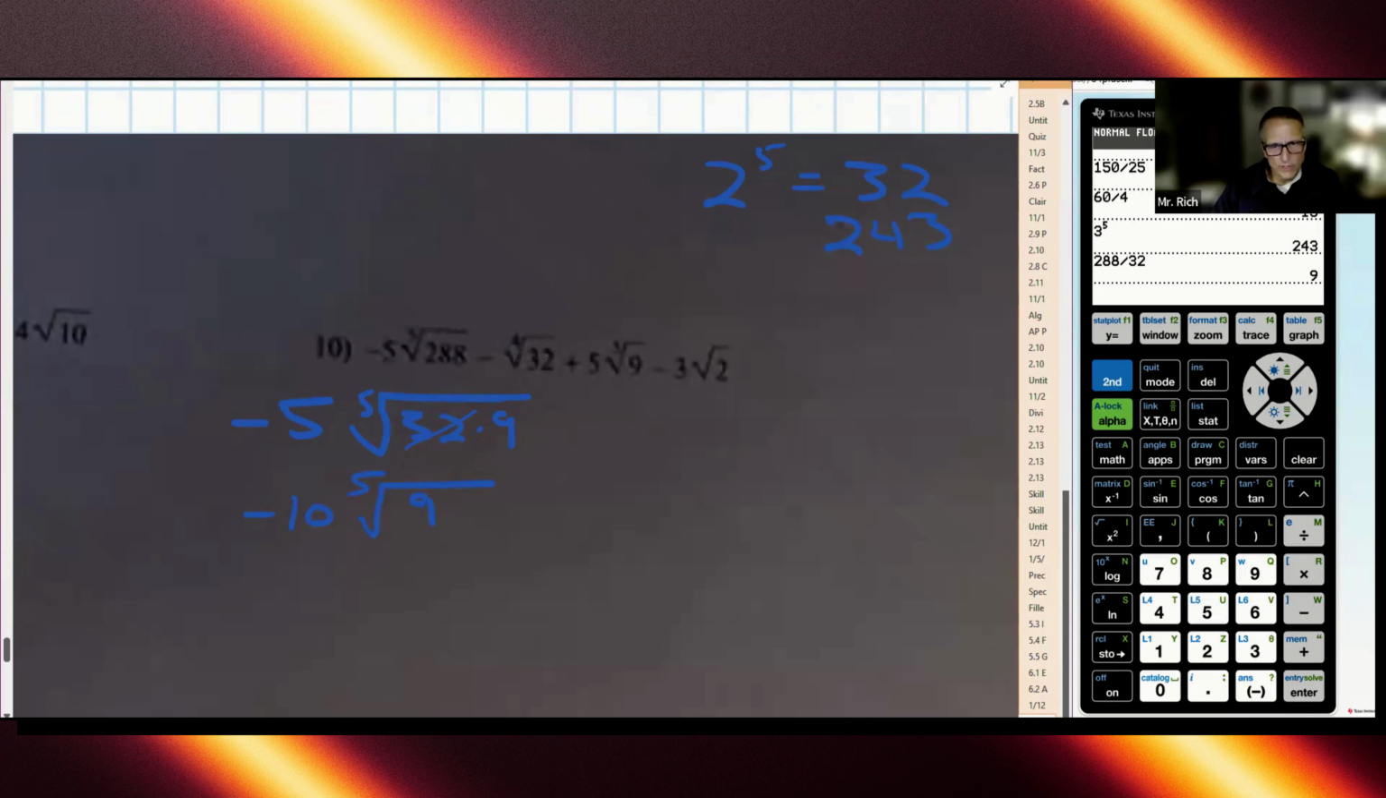Then we move over here. Let's go over to this fifth root. There's no way that I can simplify the fifth root of 9. So I'm going to just put that term next to this one, plus 5 fifth root of 9.